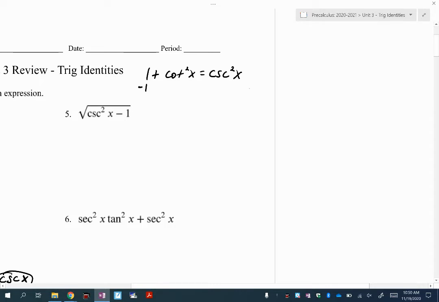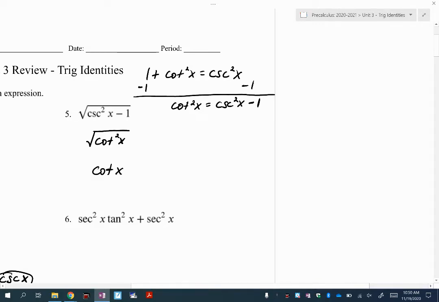So if I subtract 1 from both sides to move that over, I get cotangent squared x equals cosecant squared x minus 1, which is what I have as my radicand, right? Radicand is just whatever's inside the radical. So I'm going to replace that cosecant squared x minus 1 in my radical as cotangent squared x. Now you guys learned in algebra that taking the square root of something squared just leaves you with that something to the first power. So the answer here is just going to be cotangent x.